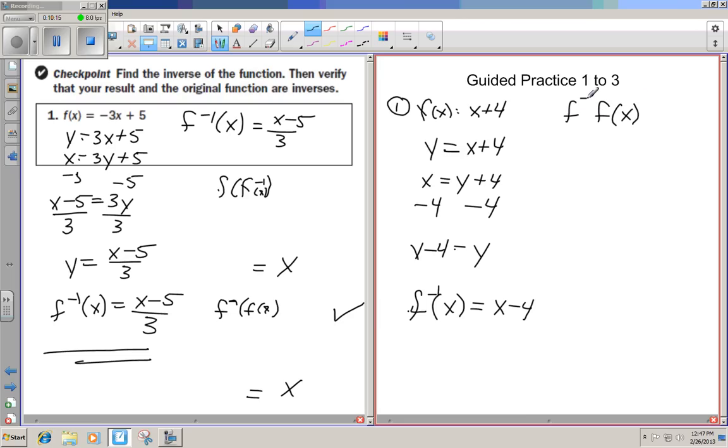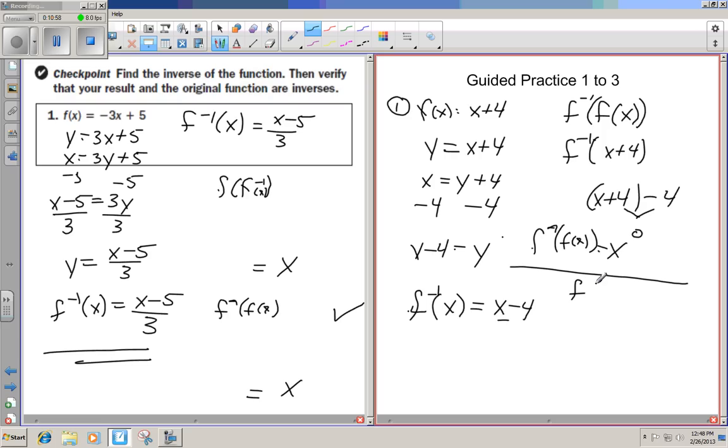Let's do the inverse f of negative 1 of f of x. F of x, the original equation, was x plus 4. So now every place there's an x in the inverse, you replace it with x plus 4. So here's the inverse. Replace that x with x plus 4. So now you have x plus 4 replacing the x. You're subtracting 4. X plus 4 minus 4. The plus 4 minus 4 becomes 0. So you end up with just x. So the inverse of f of x equals x.